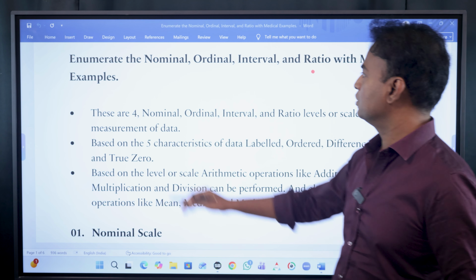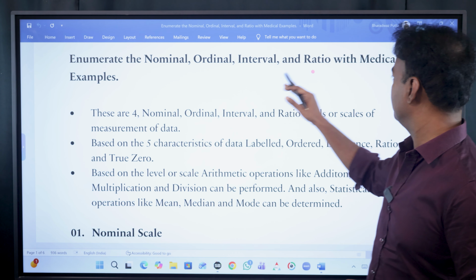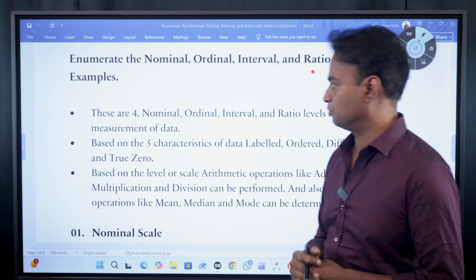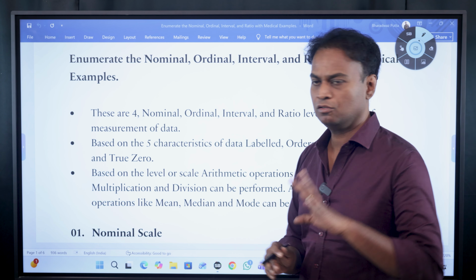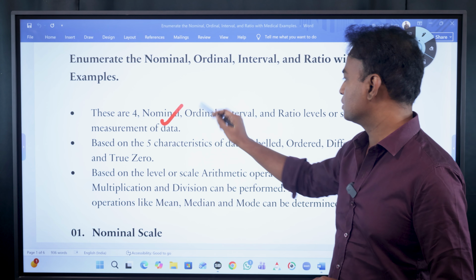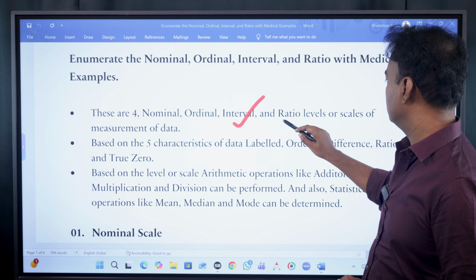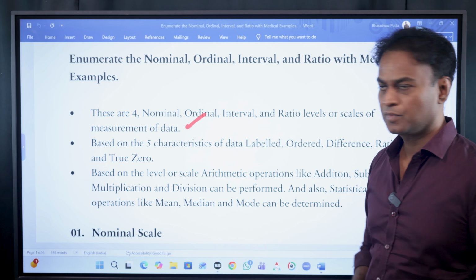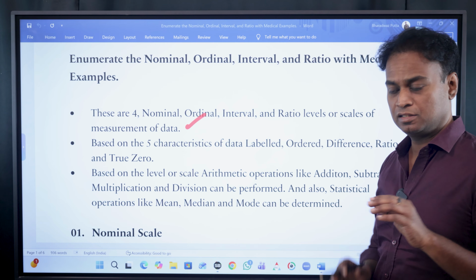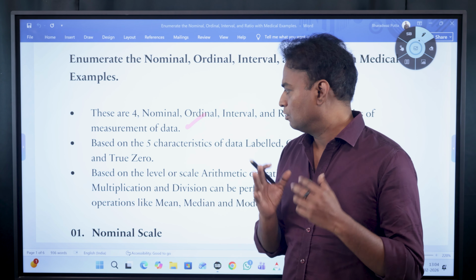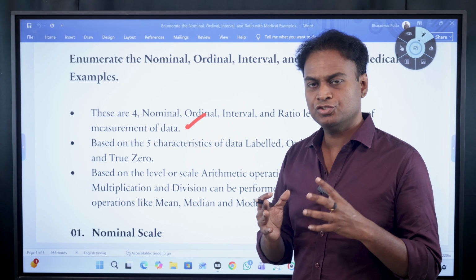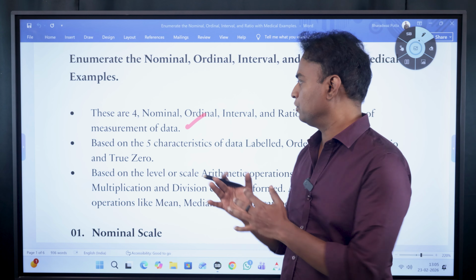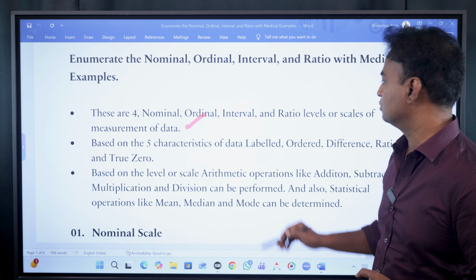You can see the topic is enumerate the nominal, ordinal, interval, ratio with medical examples. First one is, there are 4 scales. One is nominal scale, ordinal scale, interval scale, ratio, levels or scales of measurement of data. Based on the 5 characters on which each data set can be grouped into a particular scale. What are those characters?